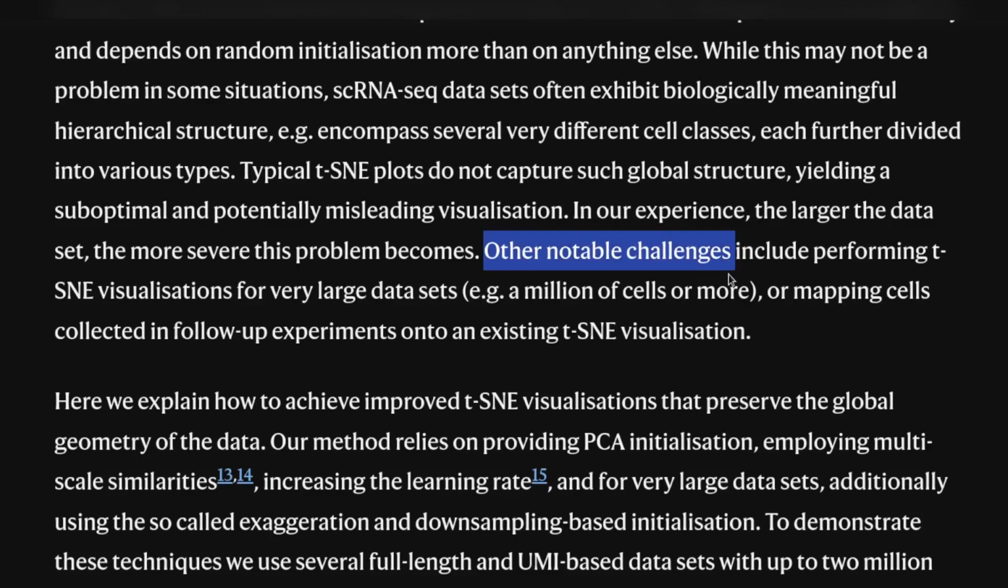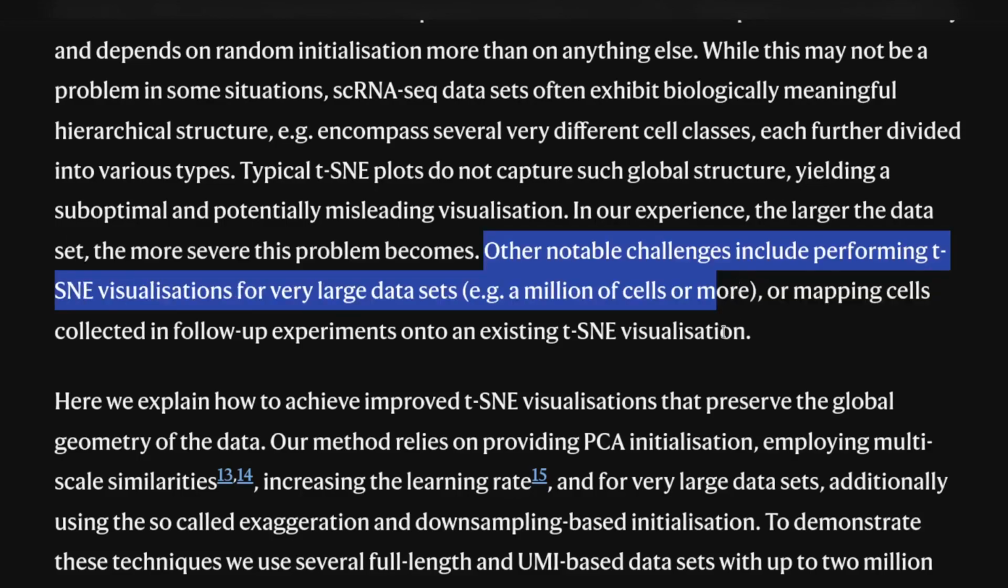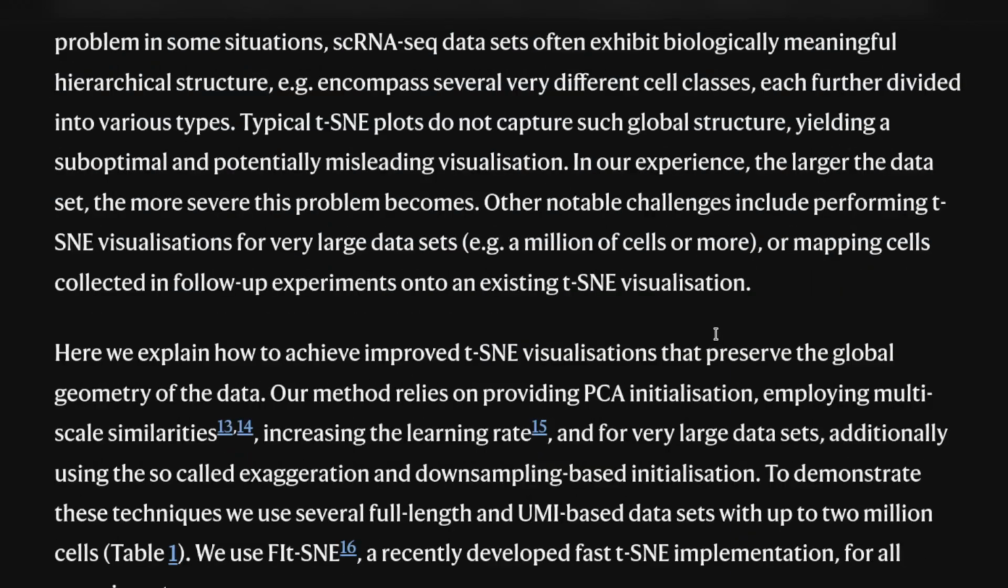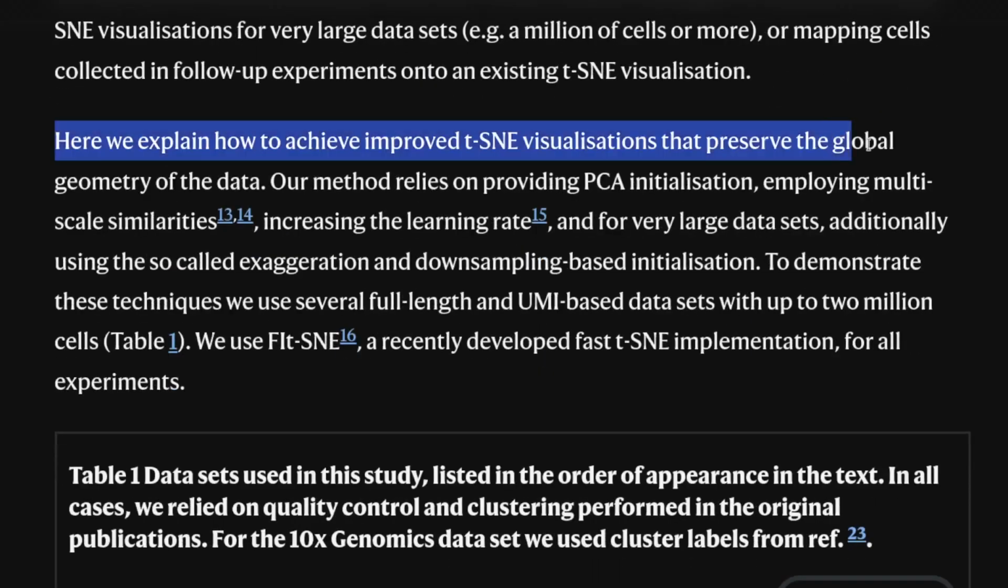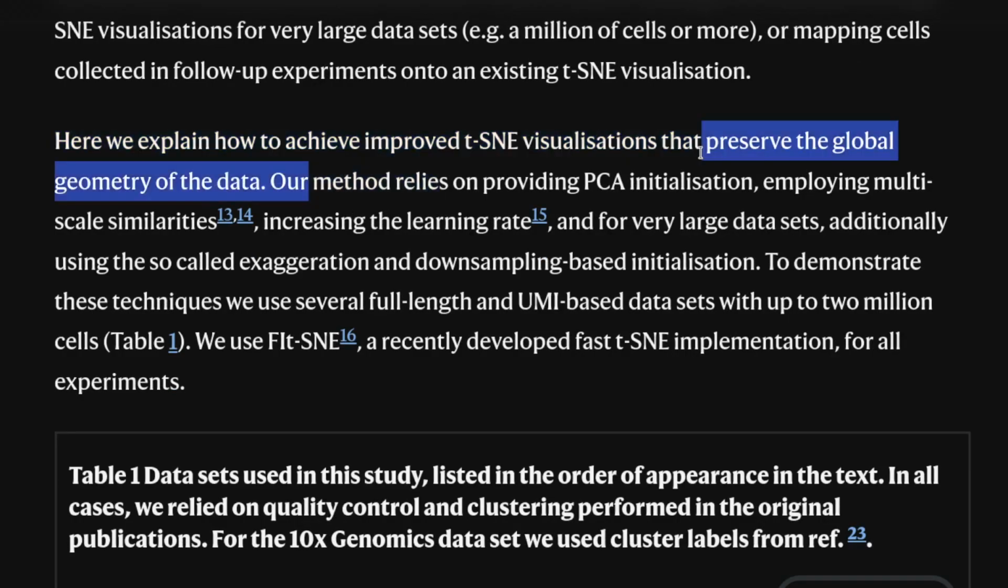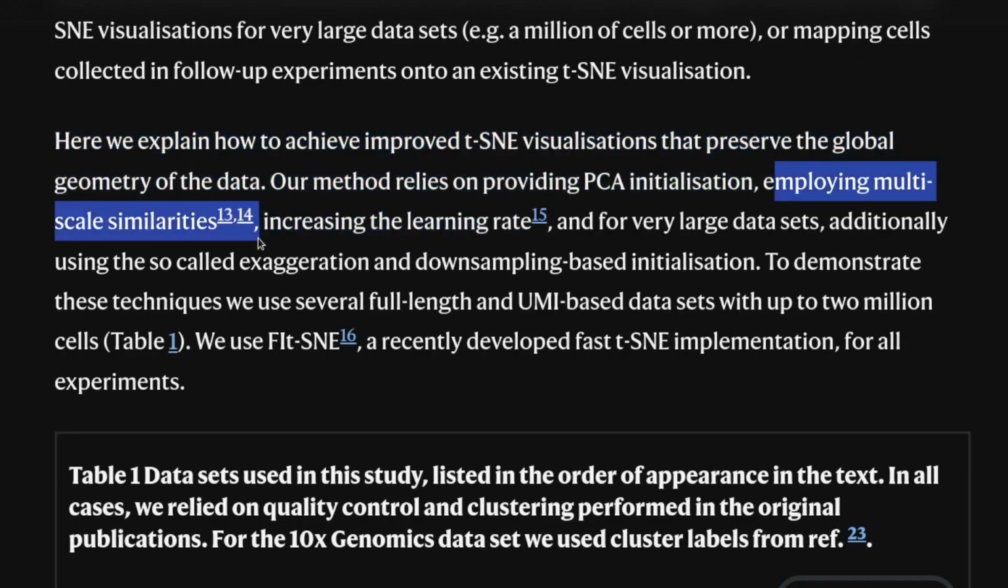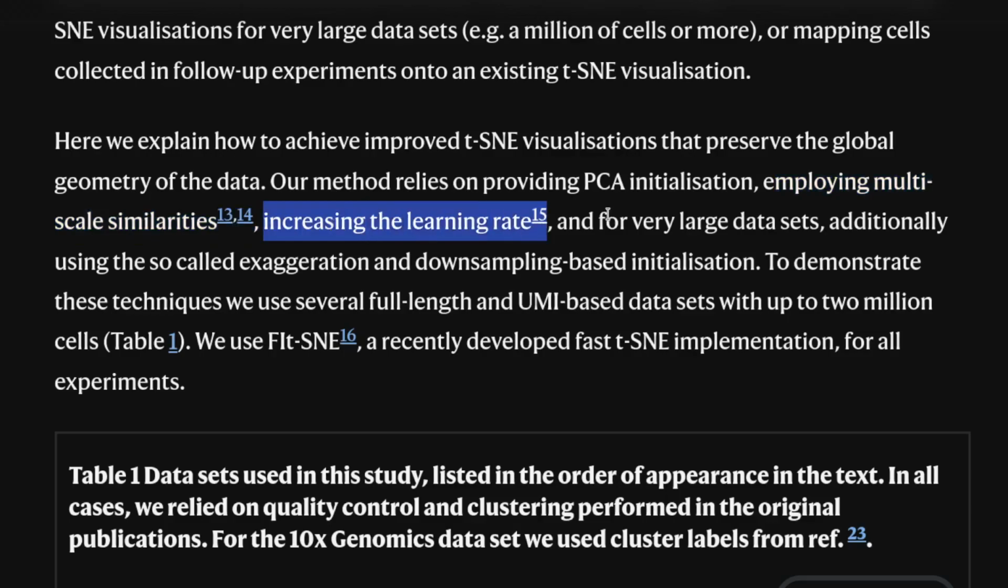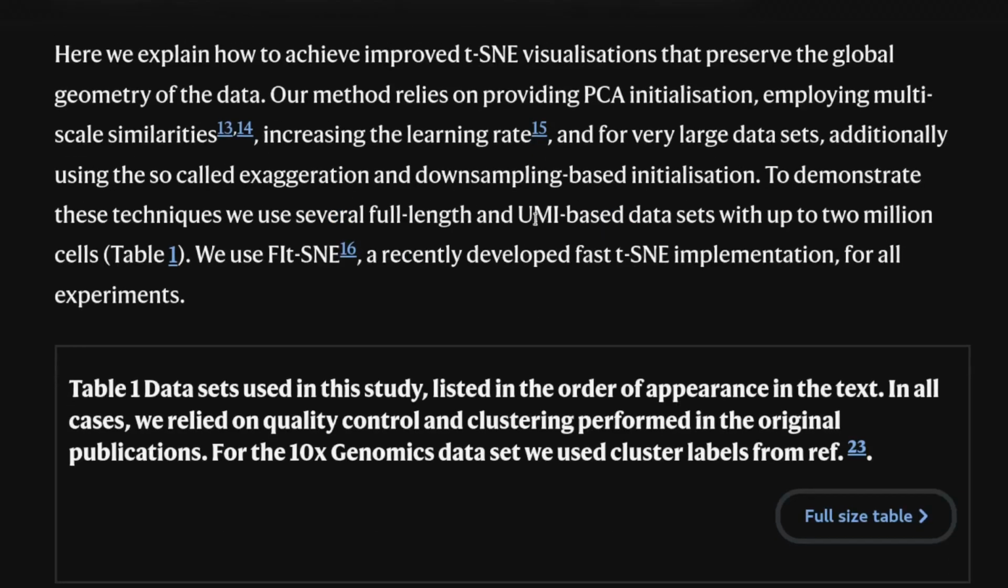Here we explain how to achieve improved t-SNE visualizations that preserve the global geometry of the data. Our method relies on providing PCA initialization, employing multi-scale similarities, increasing the learning rate, and for very large data sets, additionally using the so-called exaggeration and downsampling-based initialization. To demonstrate these techniques, we use several full-length and UMI-based data sets with up to 2 million cells, Table 1. We use FIt-SNE, a recently developed fast t-SNE implementation for all experiments.